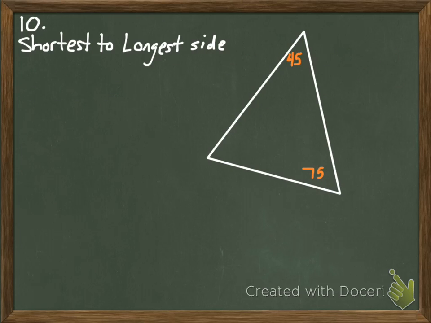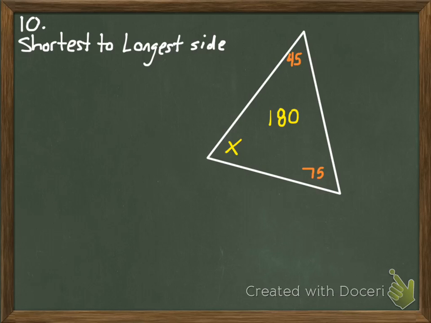Alright, for number 10, it asks us to order from the shortest to the longest side. The first few we did with angles, now we're ordering from shortest to longest side. It gives us two angles, 45 and 75, but we need to know the third angle to know how to order it. We have to remember the triangle sum theorem tells us that the three angles inside of a triangle add up to 180.